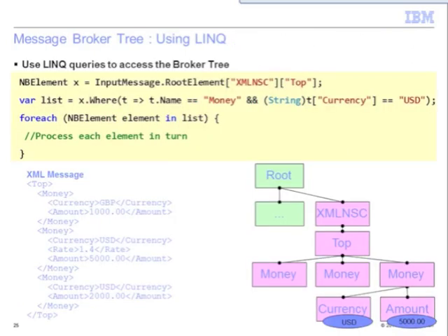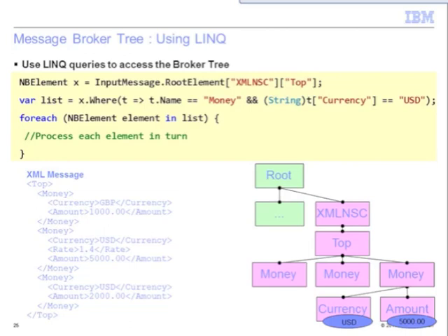Another way to navigate the tree is using LINQ, or Language Integrated Query, as the abbreviation stands for. This is a much more advanced way of navigation, but it should be fairly familiar to any developer who's used to the LINQ style of syntax. Briefly going through this chart, the first line declares a local variable called x, that points to the top element of the tree that's shown in the bottom right of this code.